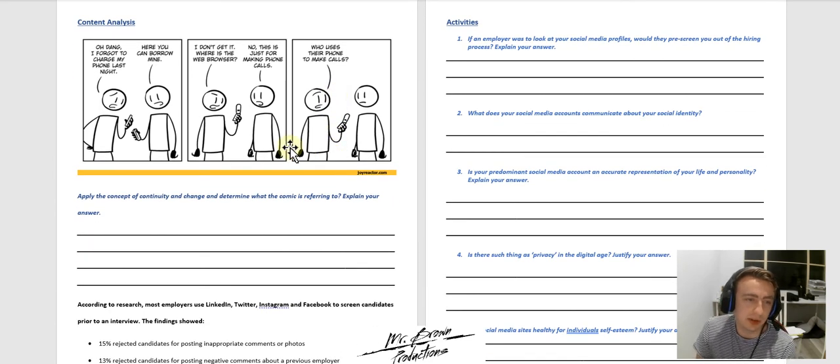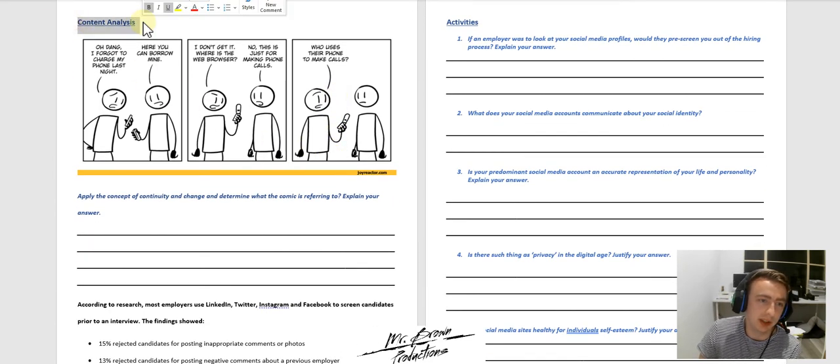Second thing I want us to do is we're going to perform the research method of content analysis. So what that is looking at is I want you to read this cartoon or content, and then I want you to apply the concept of continuity and change and determine what this comic is referring to. So I want you to explain the answer.